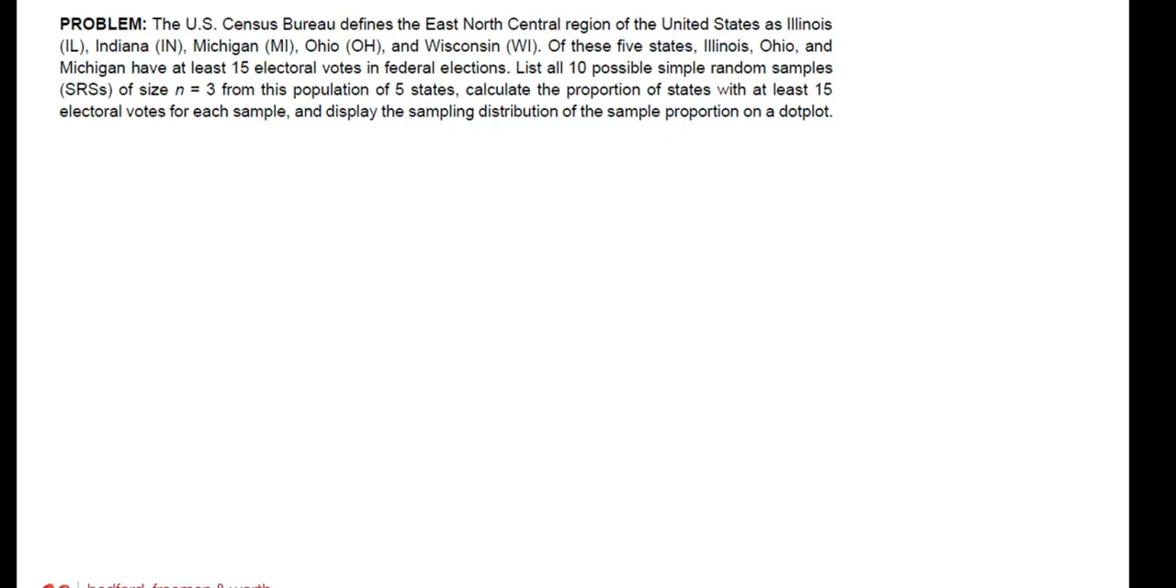We've got a couple sample problems here that might be helpful. The U.S. Census Bureau defines the East North Central region of the United States as Illinois, Indiana, Michigan, Ohio, and Wisconsin. I didn't know there's something called the East North Central region. Of these states, only Illinois, Ohio, and Michigan have at least 15 electoral votes. I guess those are the larger states of those. They have at least 15. List all 10 possible simple random samples of size n equals 3.